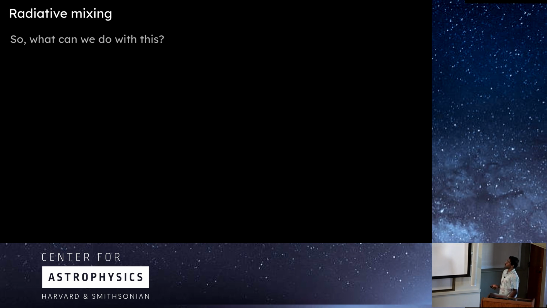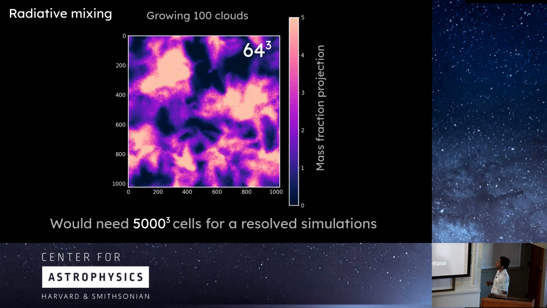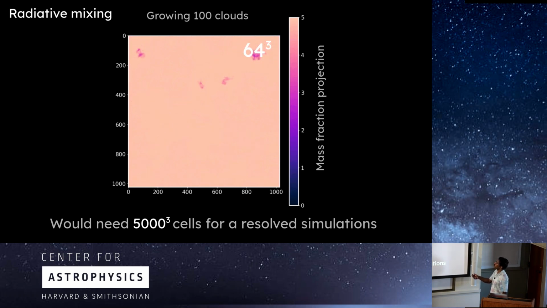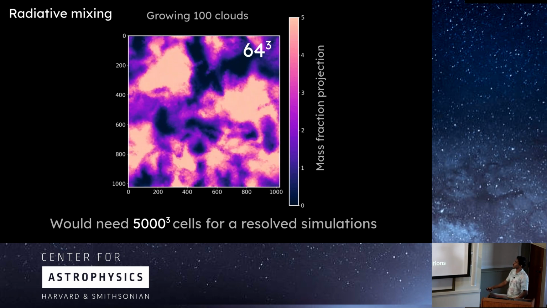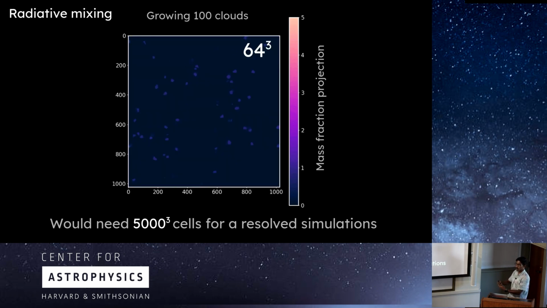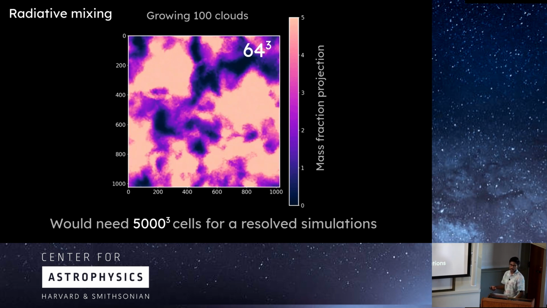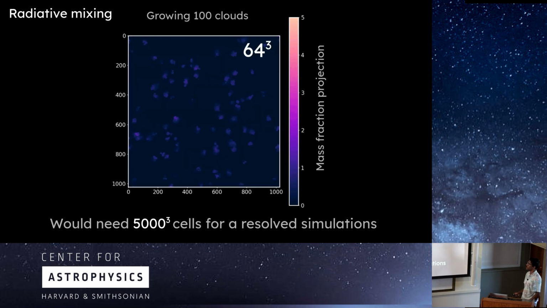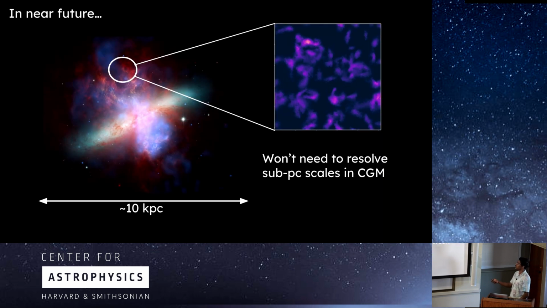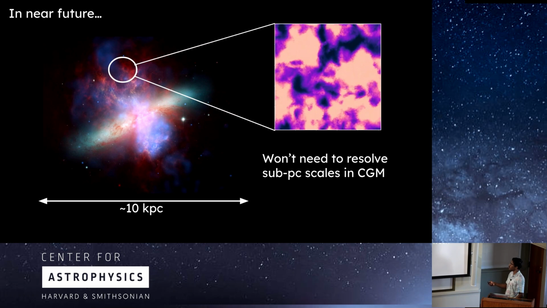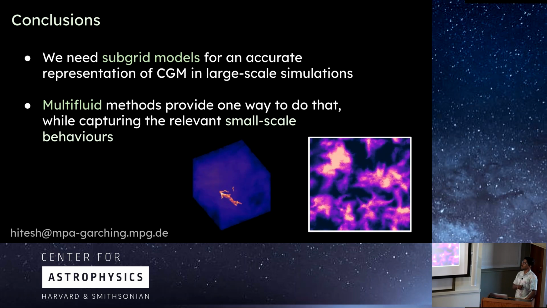So what can we do with this? We ran this sort of a test simulation to show that. We start off with 100 clouds, each of them smaller than the cell. And you can see that with time it grows. To get this correct in a resolved sense, we would need 5,000 cells, while we are able to do it with just 64 cubed. And with this subgrid model, hopefully in the near future, we can run larger scale simulations where we don't have to go to sub-parsec scales. And with that, I will leave with my conclusions.